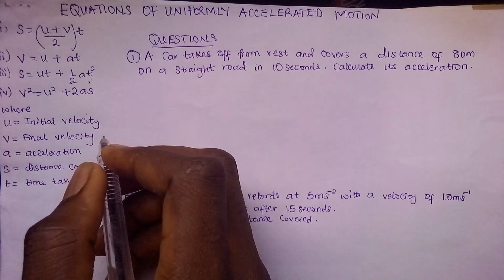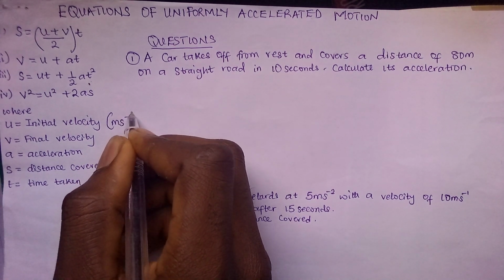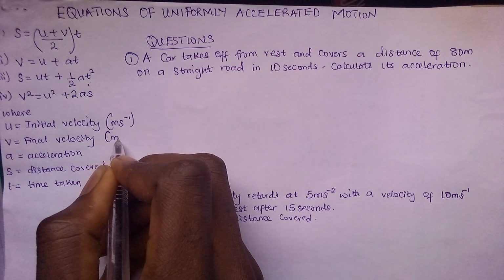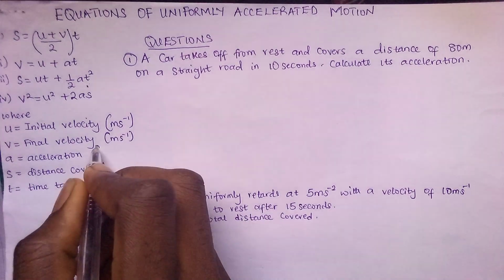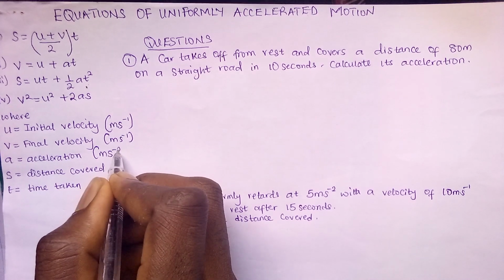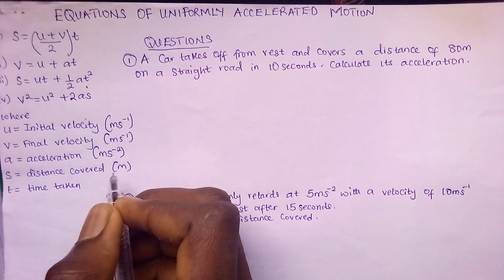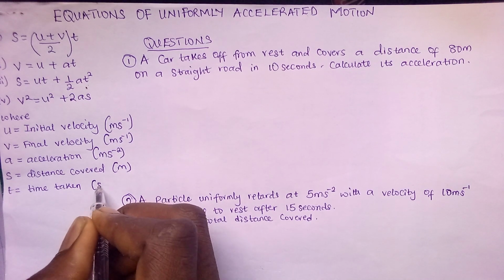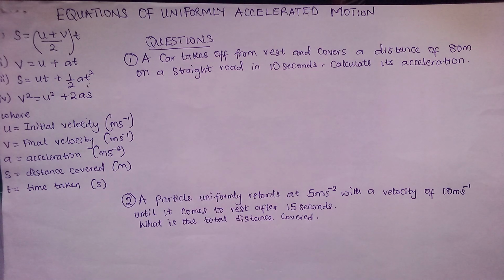And of course, we know that the SI unit of velocity is meter per second. The SI unit of acceleration is meter per second squared. The SI unit of distance is meter, and that of time is seconds. So let's go into the problem proper.